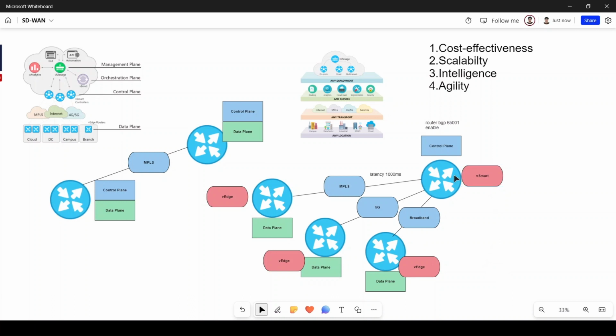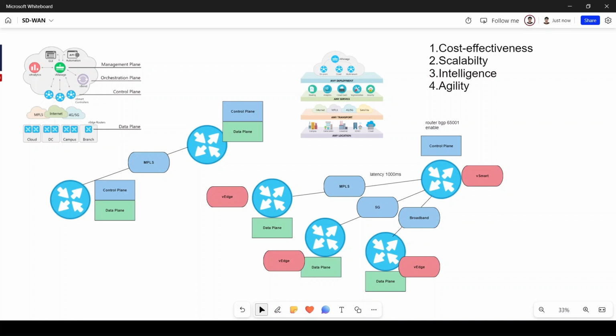Okay, so let's talk about the vSmart now, the control plane node. Basically, vSmart acts as the centralized policy controller for the SD-WAN fabric. It provides a single point of control to define, enforce, and distribute network policies across all SD-WAN devices. Administrators can define policies based on business requirements, application priorities, and network conditions.